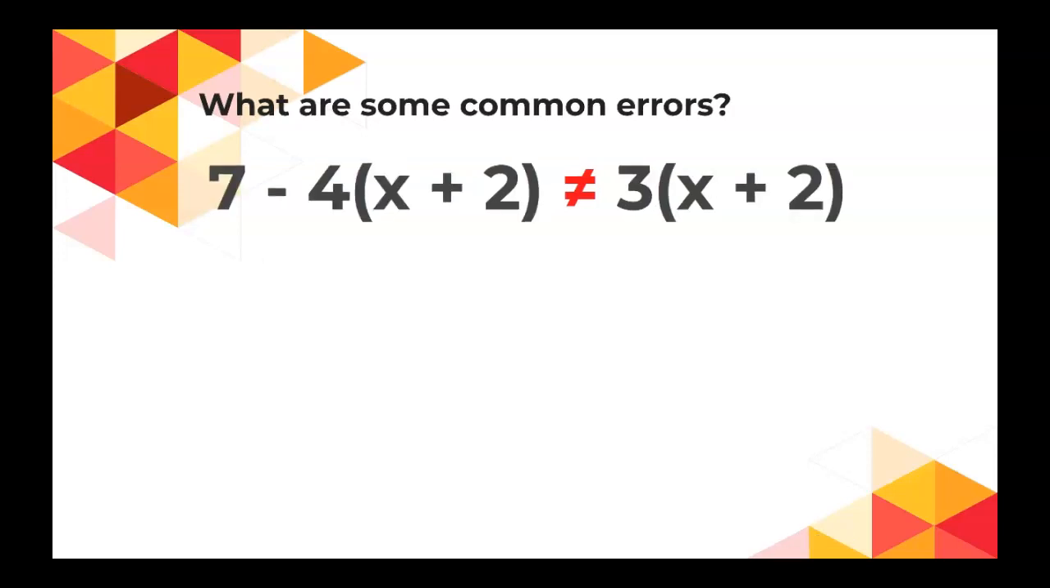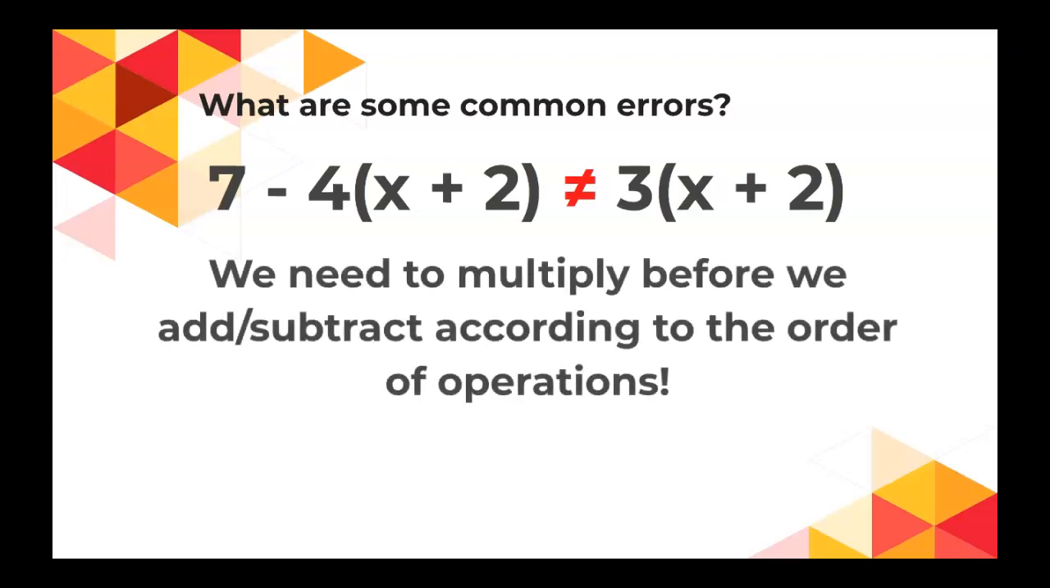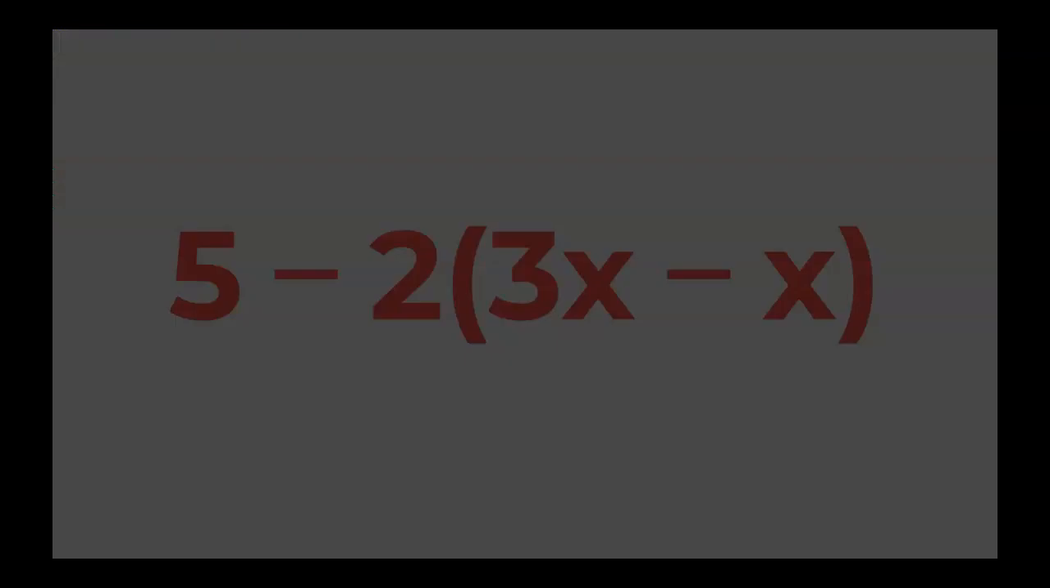All right, how about this one? 7 minus 4 times the quantity x plus 2 does not equal 3 times the quantity x plus 2. That's something I see a lot as well. We have to multiply before we add or subtract according to the order of operations. So we'd have to use the distributive property and simplify first before we subtract from 7.